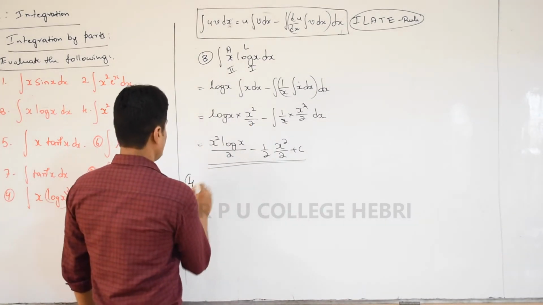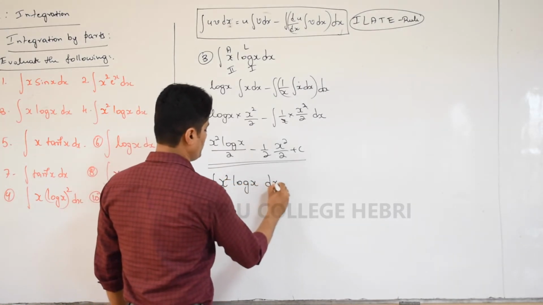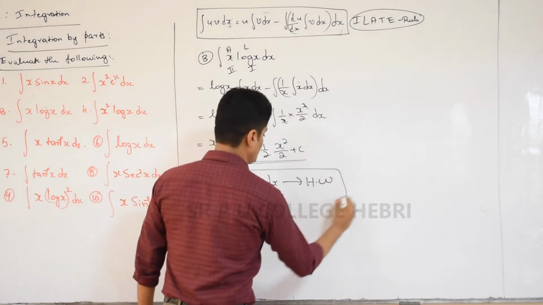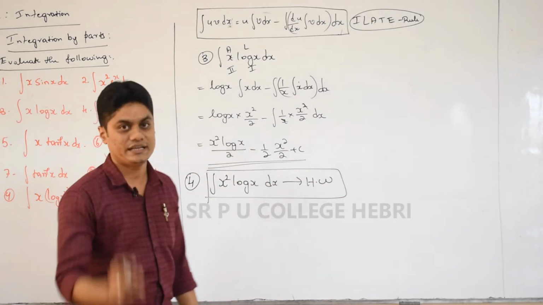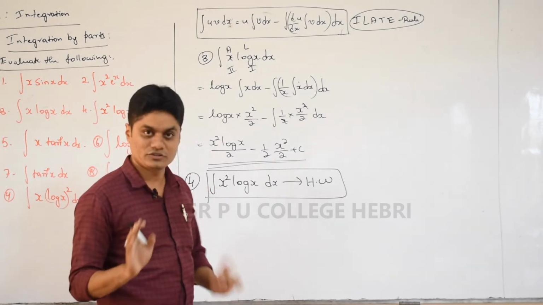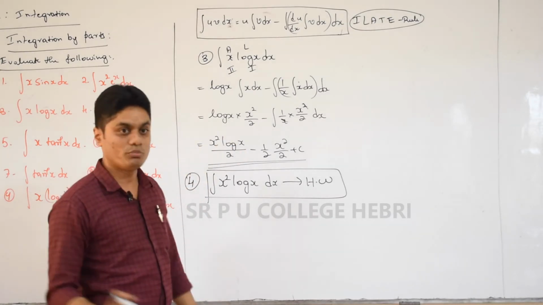Yeah, fourth one. I can leave this as a homework problem, because it is just similar to the previous problem. It will be done the same way. So x square log x will be work for home. Understood? You can solve it, right? Log x first function, x square second function, just like this problem it will be solved.